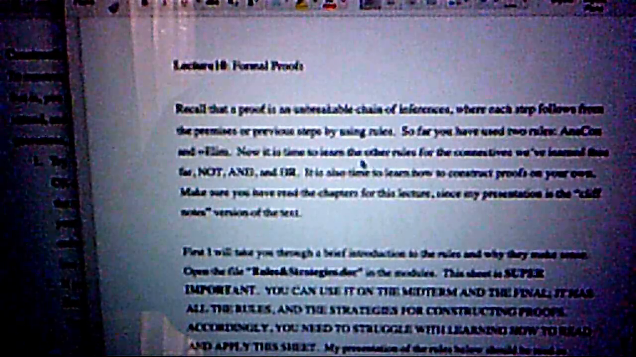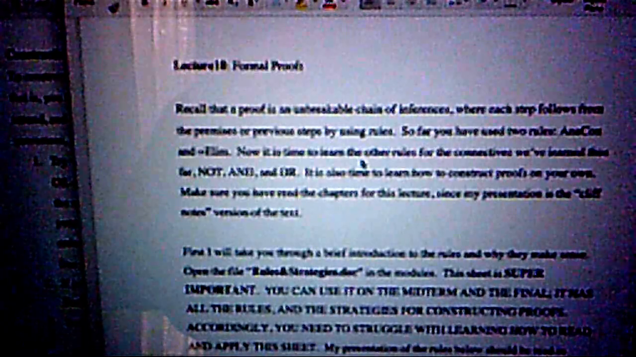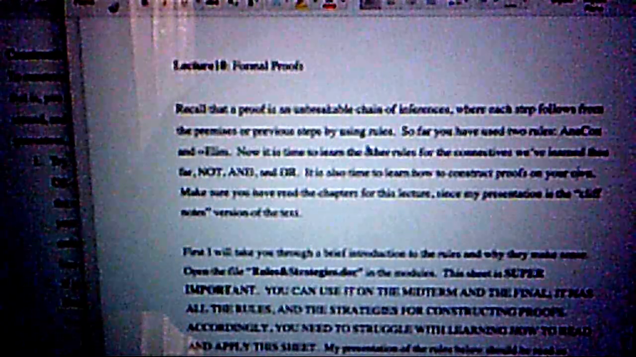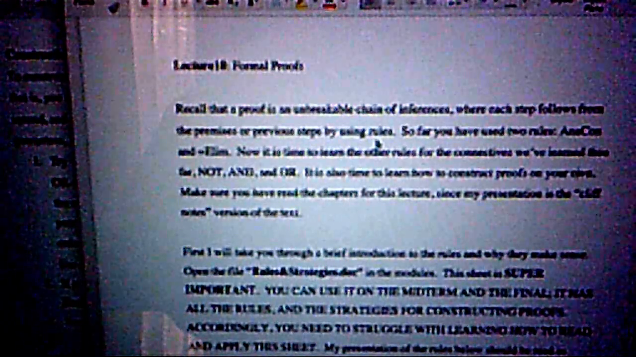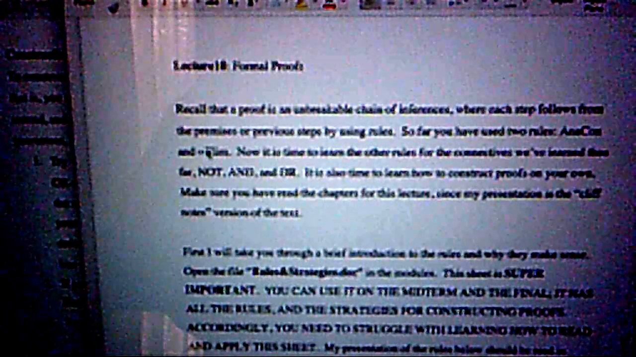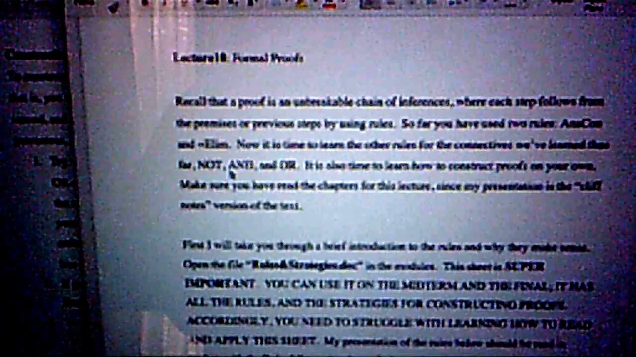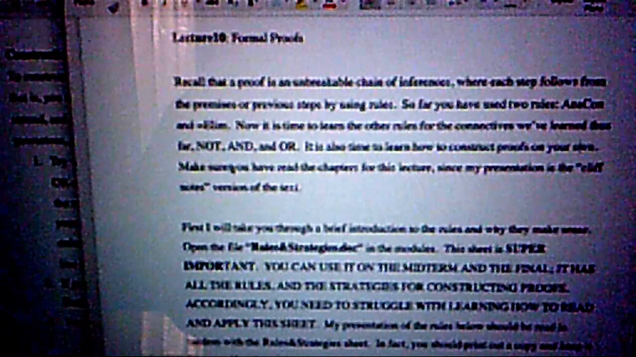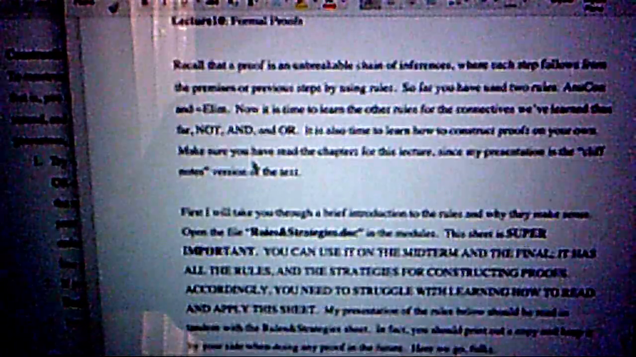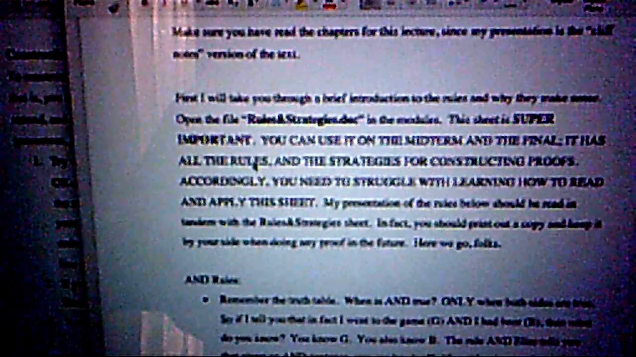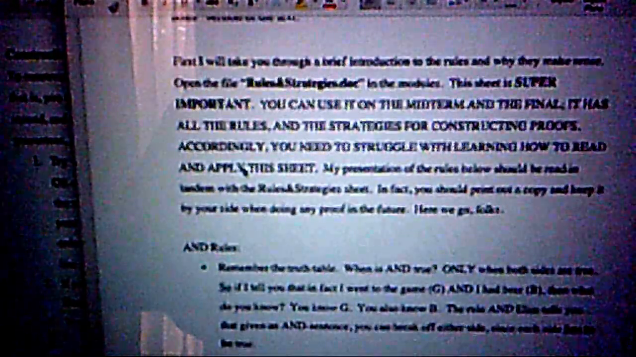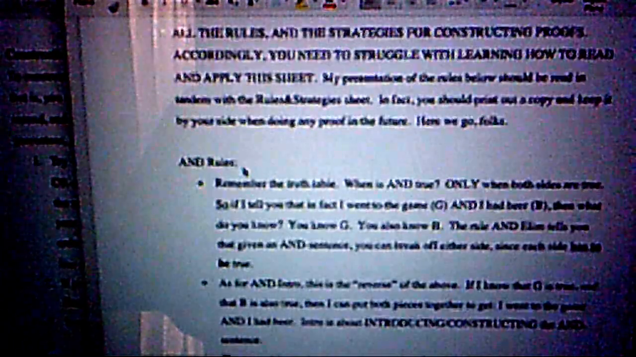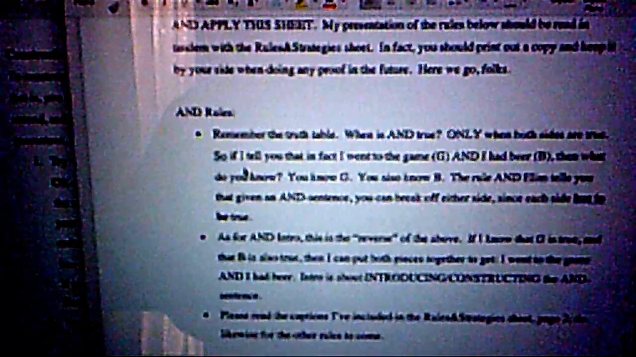Remember, proofs are an unbreakable chain of rules, unbreakable chain of inferences, and what makes them unbreakable is the use of rules. And when we first started off, we had anacon and equals elim, which was substitution. Now we have new rules corresponding with the three connectives that we've been introduced to: not, and, or. Okay? Open up again the rules and strategies sheet, print it out. It's worth having it on the side whenever you work proofs. Let me take you through each of the rules first.